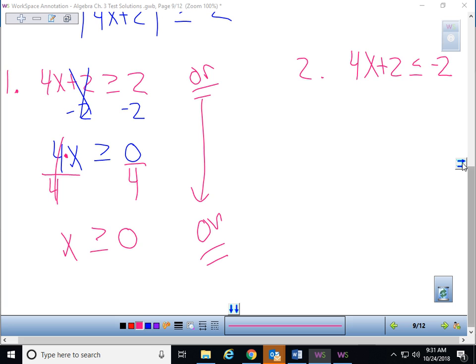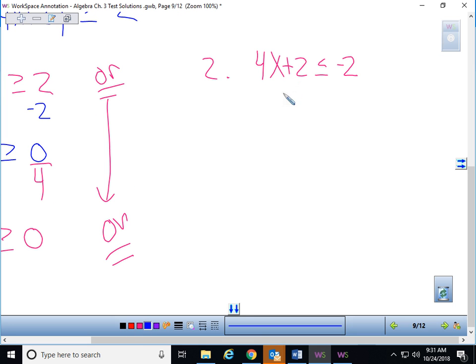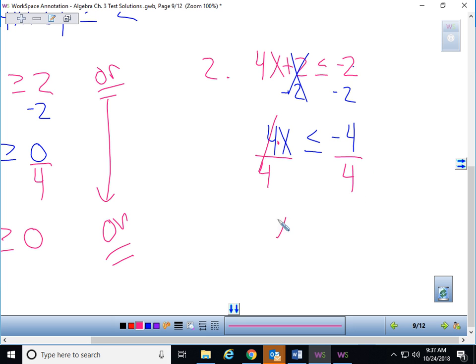let's solve question 2. Same idea, getting our x by itself, undoing addition and subtraction first. So to undo plus 2, I subtract 2. This gives 4x less than or equal to -2 minus 2, which is -4. Now to get x by itself, I'm undoing the secret operation of multiplication with division, so I'm going to divide by +4. This now gives x less than or equal to, the inequality symbol is not changing. I did not divide by a negative. -4 divided by positive 4: a negative divided by a positive is negative, and 4 divided by 4 is 1.